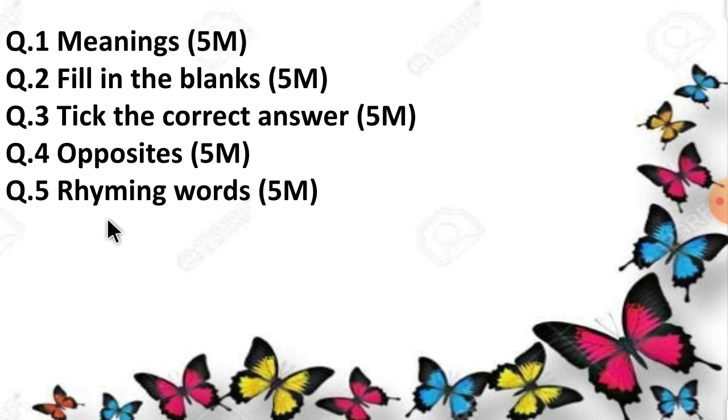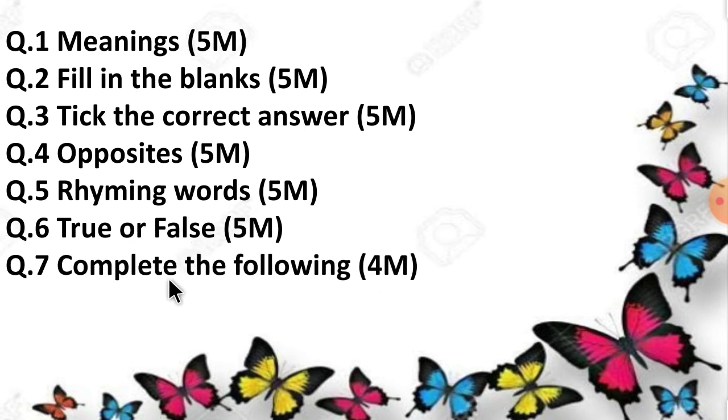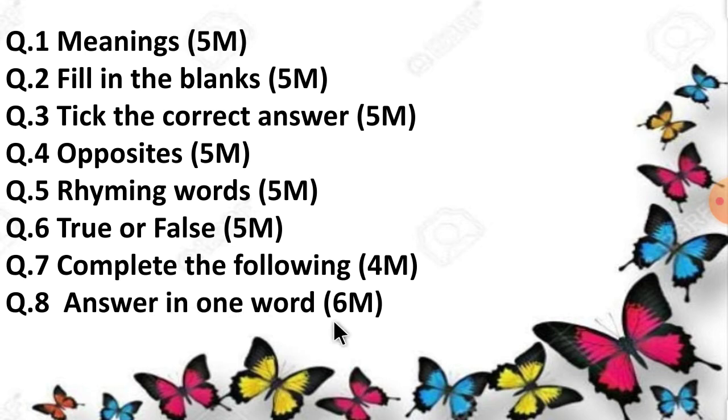Question 5, rhyming words, 5 marks. Question 6, true or false, 5 marks. Question 7, complete the following, 4 marks. And question 8, answer in one word, 6 marks. So total 40 marks.